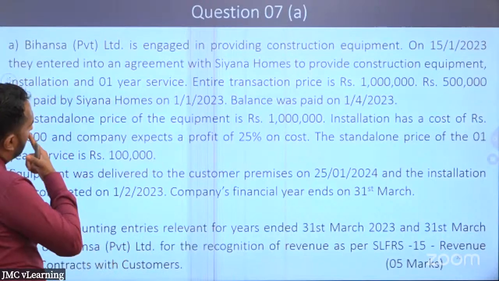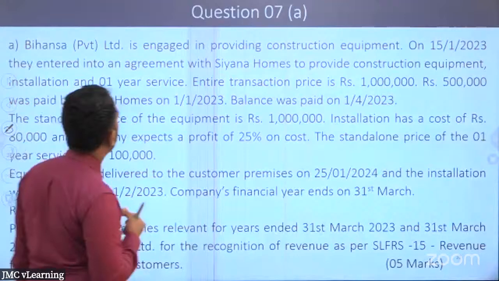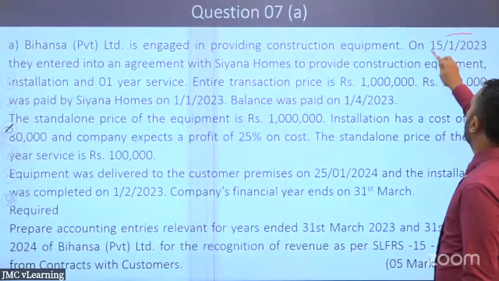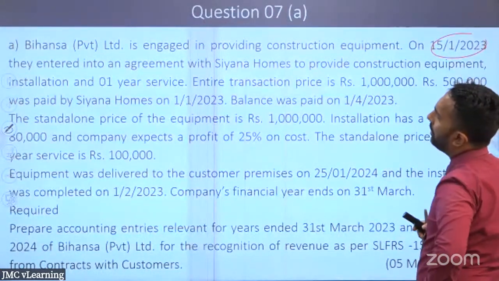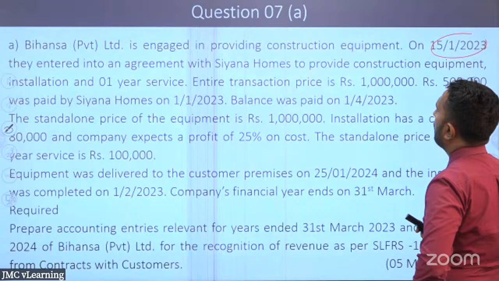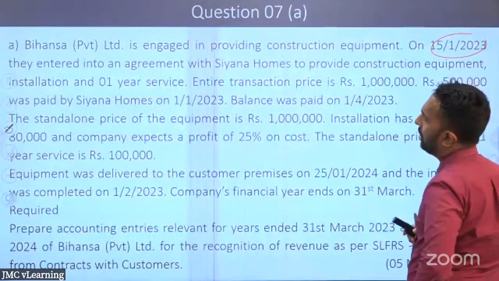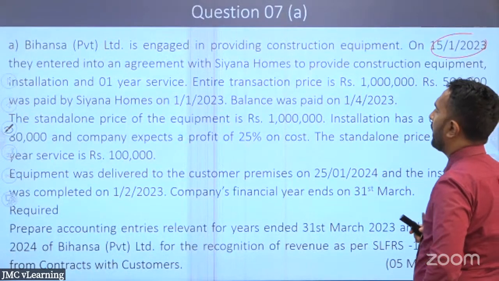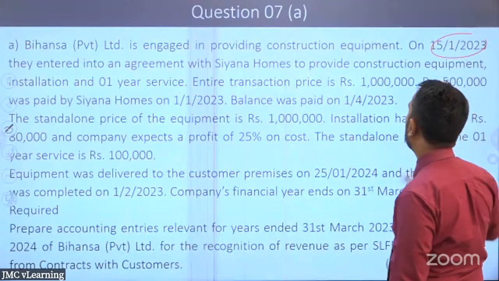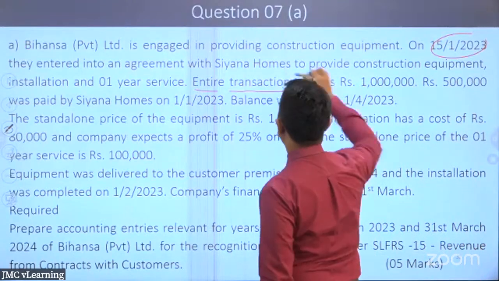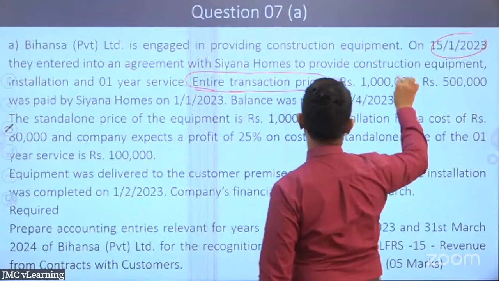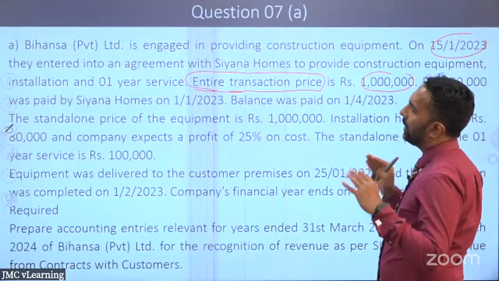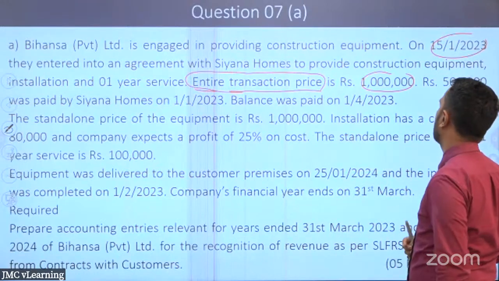We'll start from the beginning. Bihansa Private Limited is engaged in providing construction equipment. On 15th of Jan 2023, they entered into an agreement with Sienna Homes to provide construction equipment, installation and 1-year service. Entire transaction price is 1 million. That includes all three, in the sense the equipment, installation and the 1 year service.